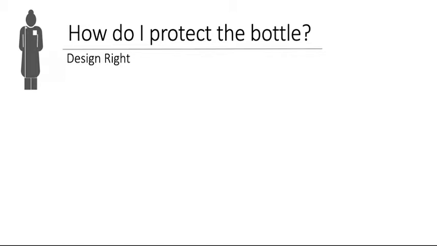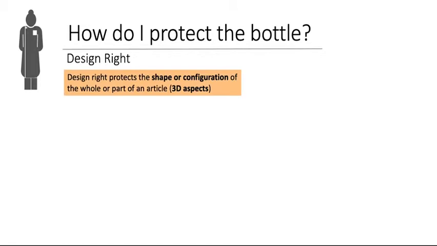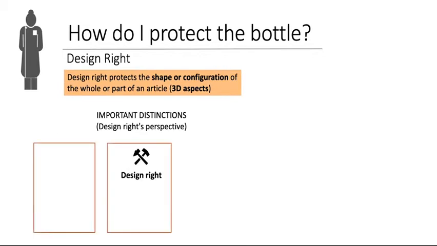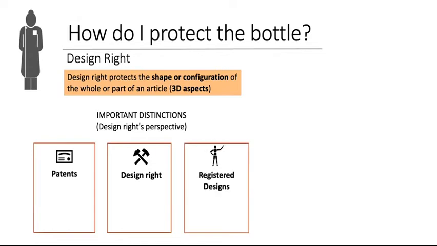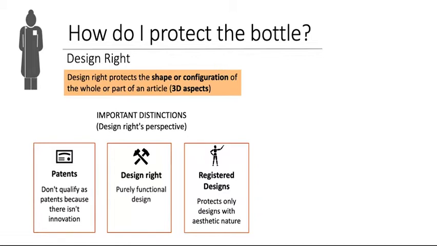Finally, how do I protect the bottle? Design rights protect the shape or configuration of the whole part of the product. So everything that is 3D might be protected under design rights if it has a functional property. And this might get confusing because you might think, is it a patent or what about the other design rights? Well, they don't qualify as patents because they're not an innovation. They're a functionality. They don't have a next step into progress or something. They're just maybe an improvement with a functional nature. So they're purely functional and non-aesthetic.